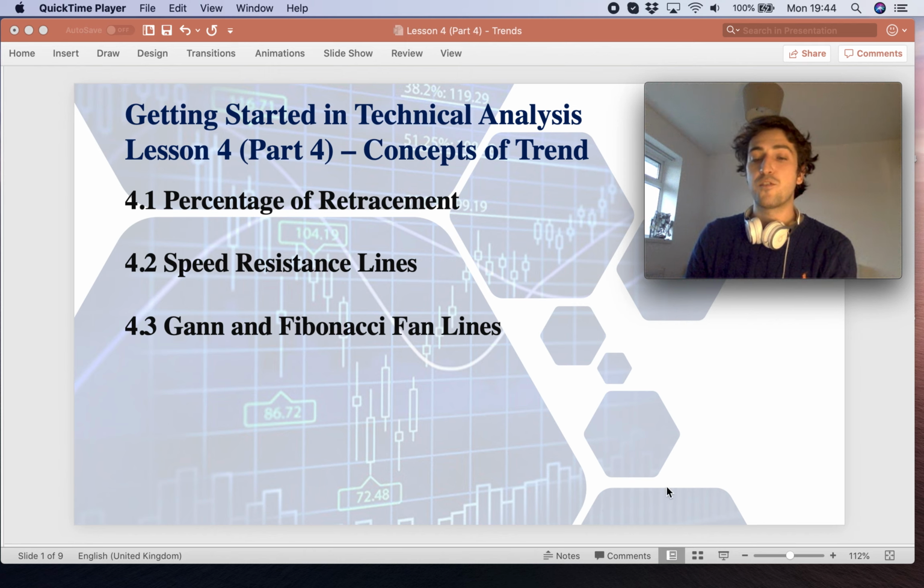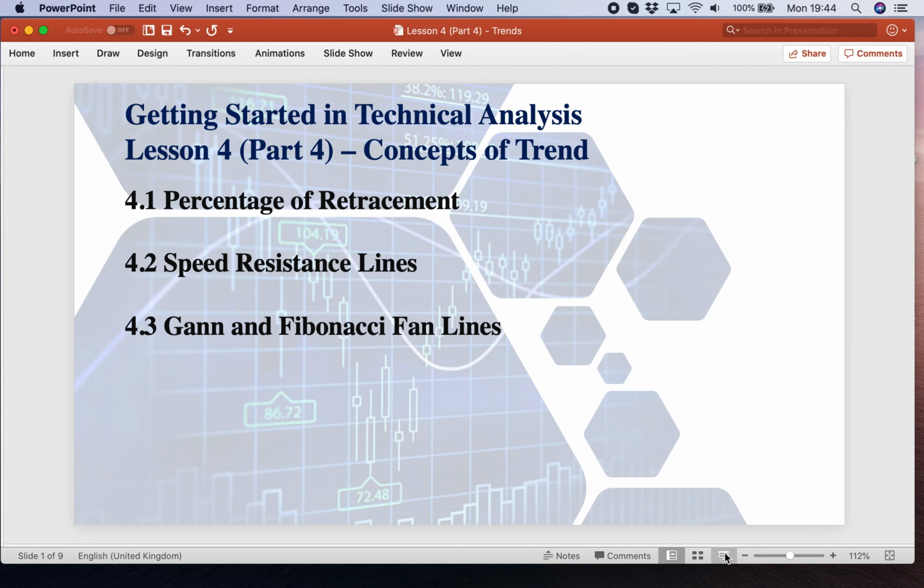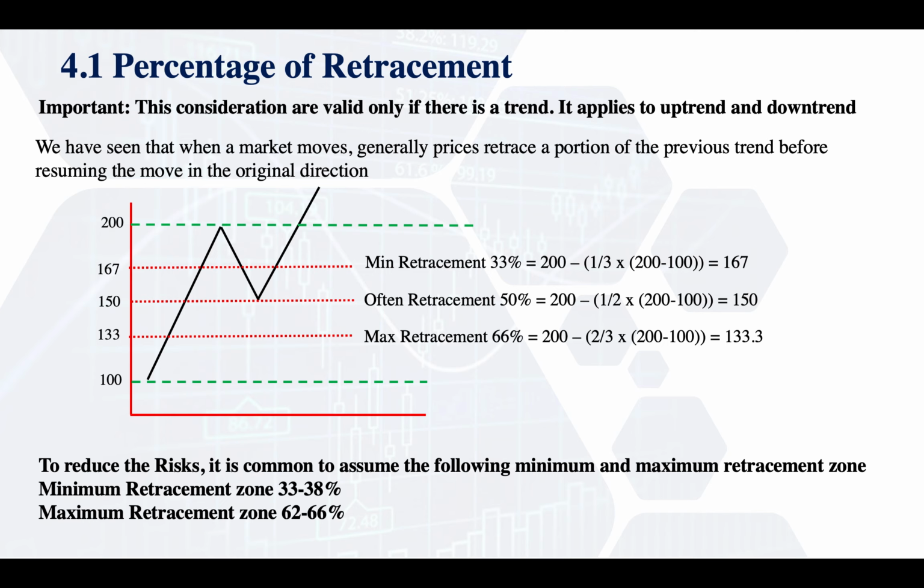Let's start from one of the most important concepts, that is the percentage of retracement. So the percentage of retracement, what is that? It's just how much the price is going to retrace after a rally, because as I told you, the price does not move in straight lines, but it moves in waves, forming peaks and troughs. So in general they have a rally and they have a setback. So how much does the price retrace at this setback? It can retrace between 33% and 66%, with often a retracement of 50%.